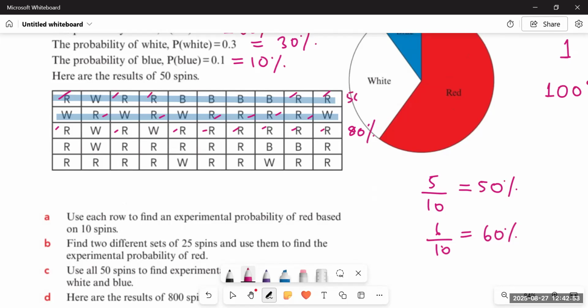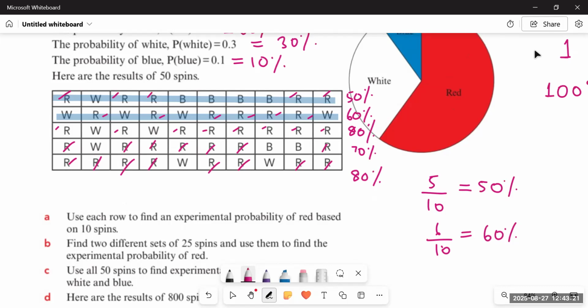First one was 50%, way less than theoretical. Then it was exactly the same as theoretical. Then now it is even more than theoretical. In the fourth one, 1, 2, 3, 4, 5, 6, 7. So it's 70%. And in the last one, 1, 2, 3, 4, 5, 6, 7, 8. So it's 80%. So twice we are getting 80%, and once each we are getting 60%, 70% and 50%.